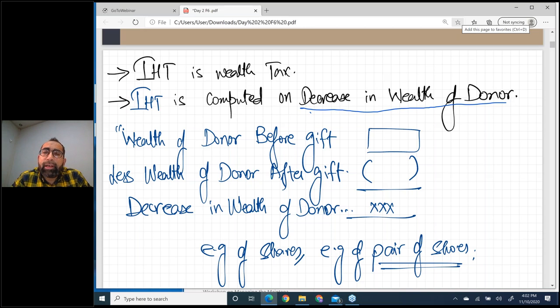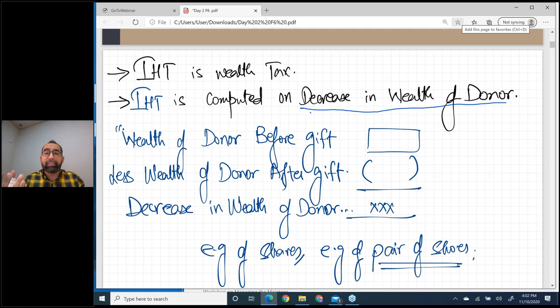You might have heard the example of the pair of shoes. If the pair of shoes is combined, the value is different. But if I separate them, the right shoe and the left shoe, the value is definitely different, right? So that's why the tax department has made this law that IHT is calculated on the decrease in wealth of the donor.